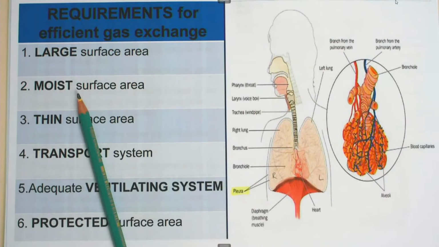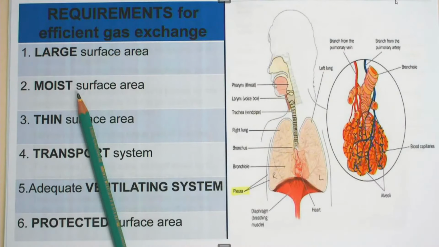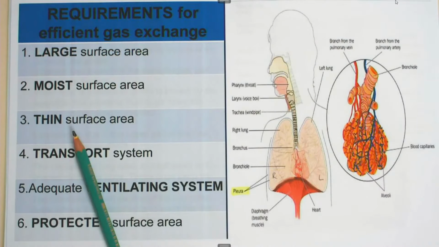And then the next thing that's very important, this surface area needs to be moist so that the CO2 and the O2 can move through. A thin surface area, very, very thin. And then the problem is with some people that have certain diseases of the lungs, there's scar tissue. And the scar tissue then thickens that surface area. Then it becomes a lot more difficult for the diffusion to take place.